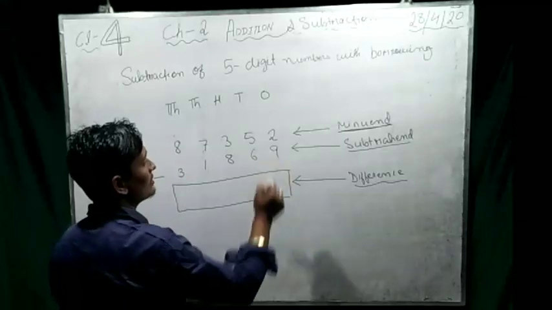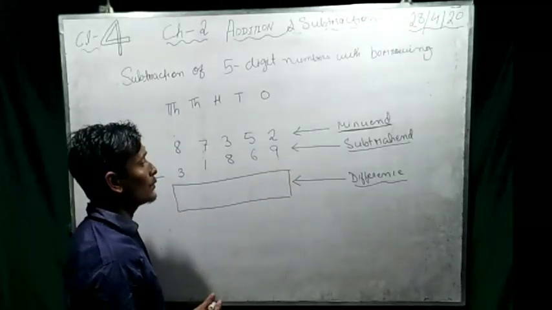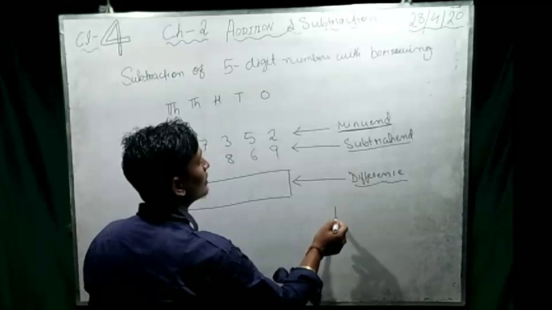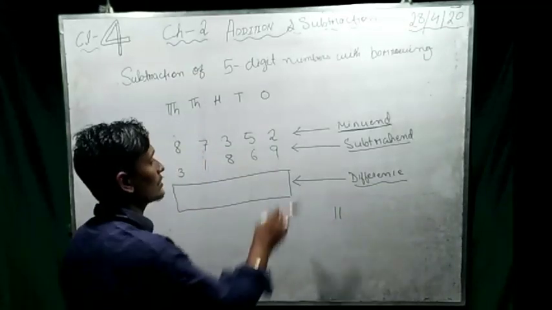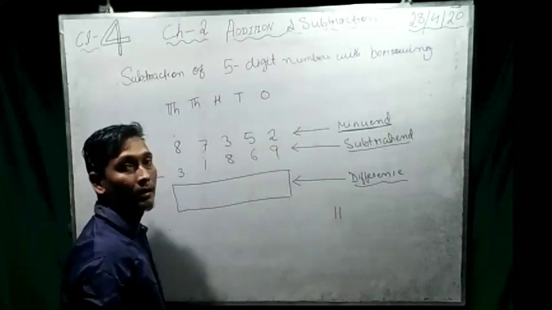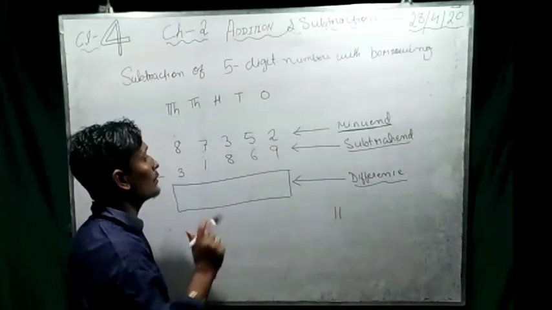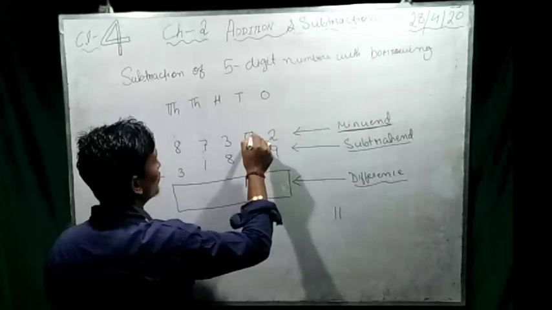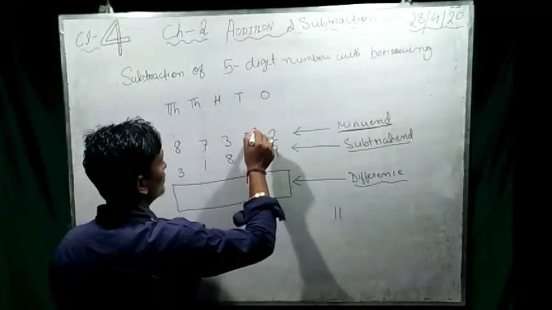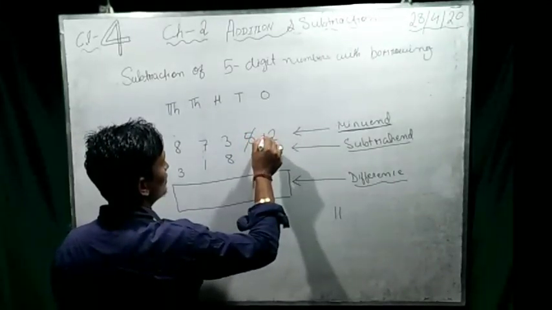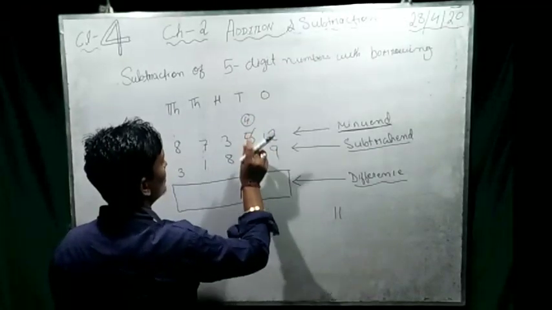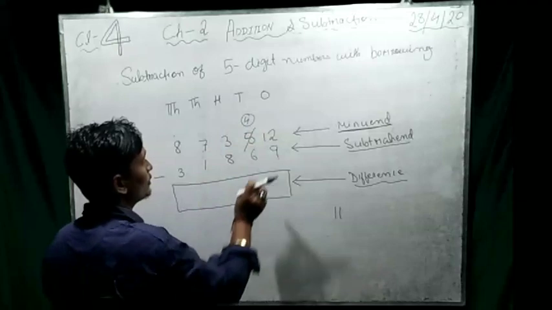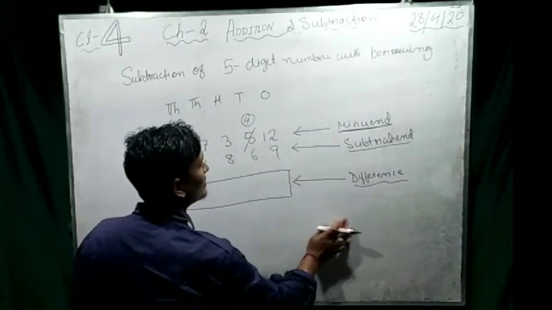So what is this? 2. And what is this? This is 9. So we cannot take 9 from 2. Why? Because 2 is smaller than 9. So we have to borrow. We have to borrow from where? From this tens. So it will become 12 and this 5 will become 4. So 12 minus 9 is how much?